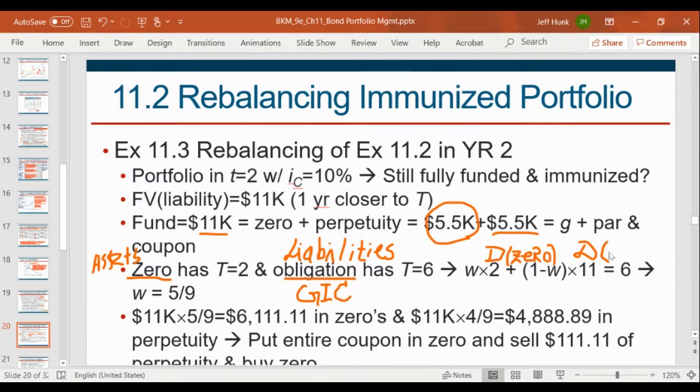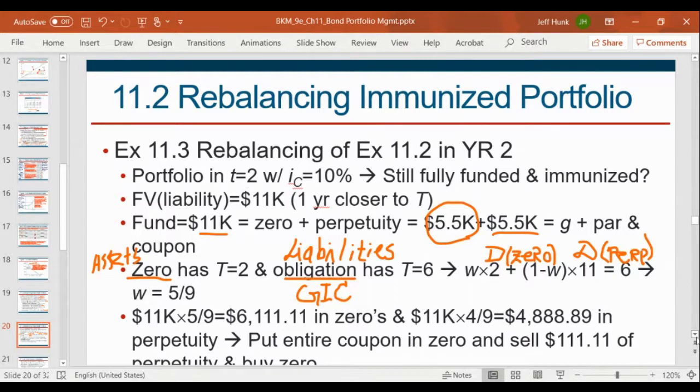And this one is the duration of perpetuity. It's so hard to write it. I will just put perp. Okay. And then we set it equal to 6 and solve for the weight.